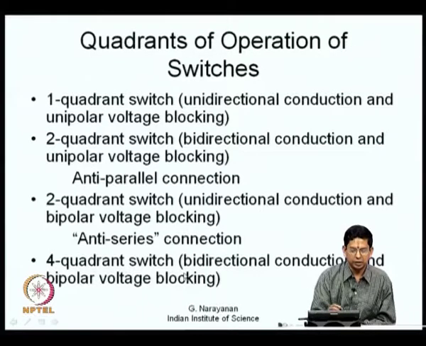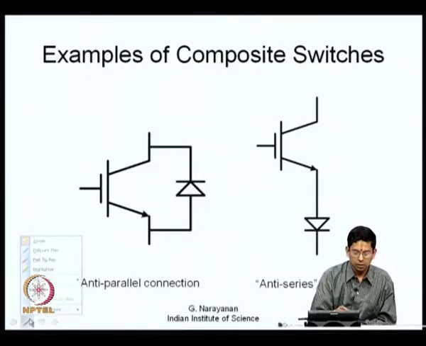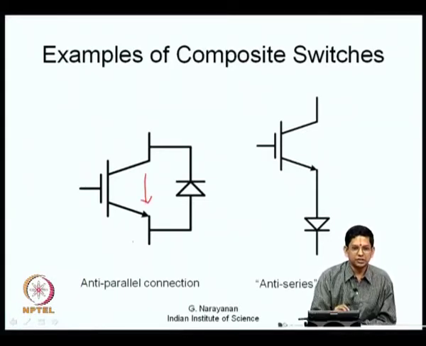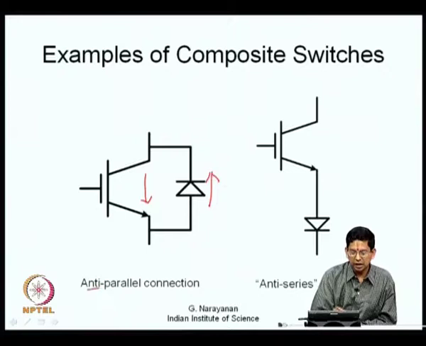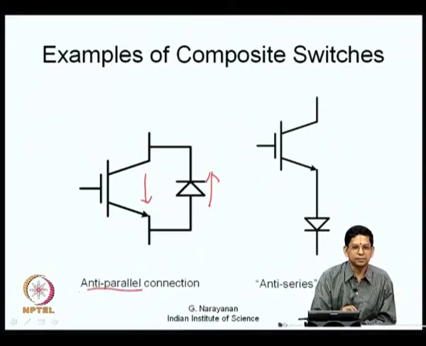Now, here are some examples. First is an example of what is called an anti-parallel connection. In this, we have a transistor which can conduct in this direction. What we have done is, we have taken a diode which can conduct in this direction. We have connected them in such a fashion that the transistor conducts in one direction and the diode conducts in the opposite direction. Hence, we call this an anti-parallel connection.